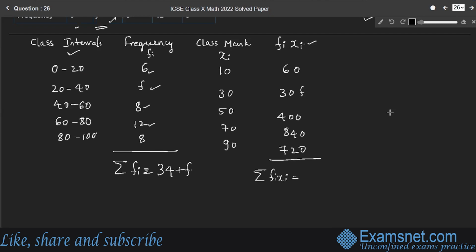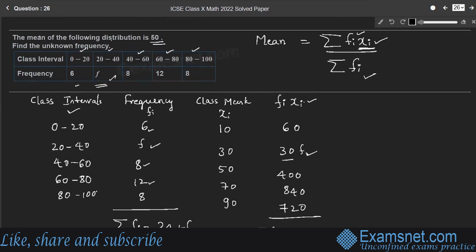So add all these. You will get 2020 plus 30f. Here we cannot add 30 to the constant, since it is multiplied by f, which is unknown. So therefore, sigma fi xi is 2020 plus 30f.